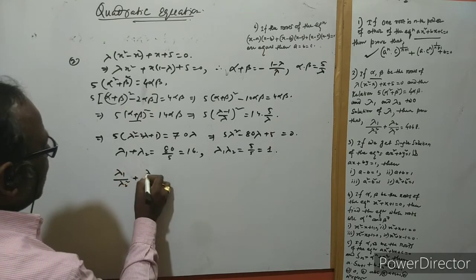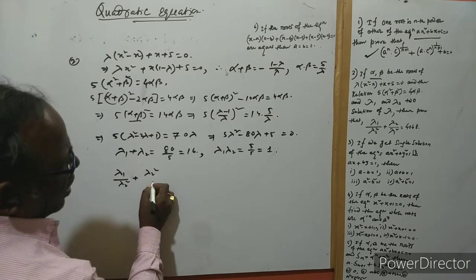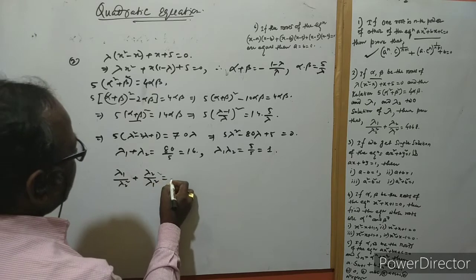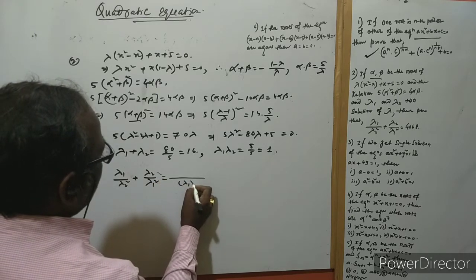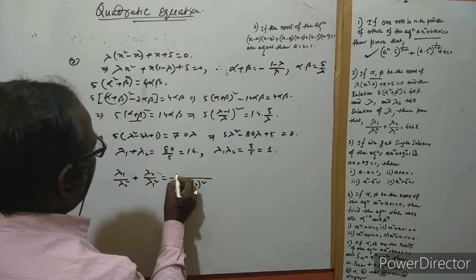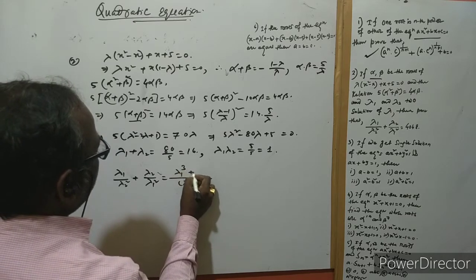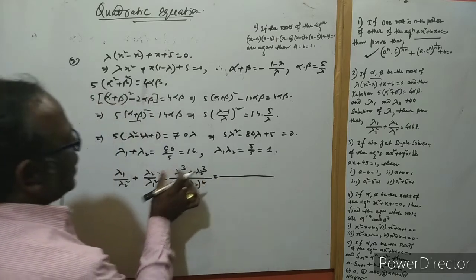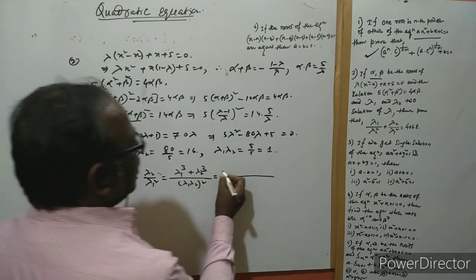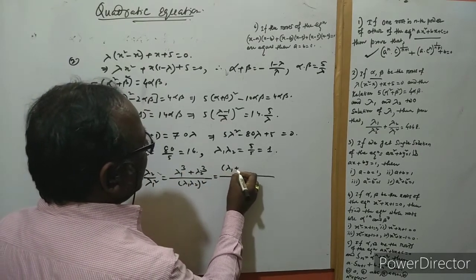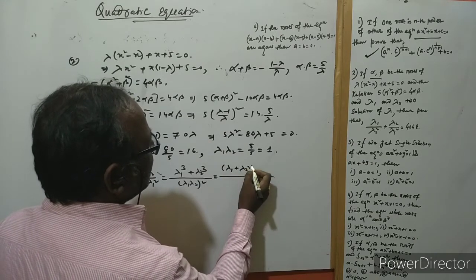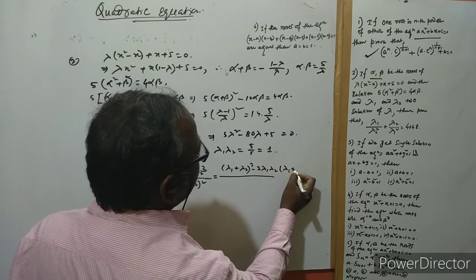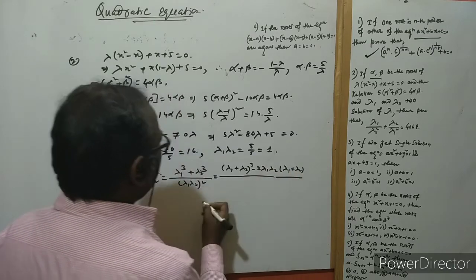Lambda 2 square and lambda 2 by lambda square. Take the LCM here: lambda 1 and lambda 2 whole square, and lambda 1 cube plus lambda 2 cube. And this is a cube plus b cube. A cube plus b cube can be expressed as a formula like (lambda 1 plus lambda 2) whole cube minus 3 lambda 1 lambda 2 times (lambda 1 plus lambda 2). Okay, and this is the formula of a cube plus b cube.